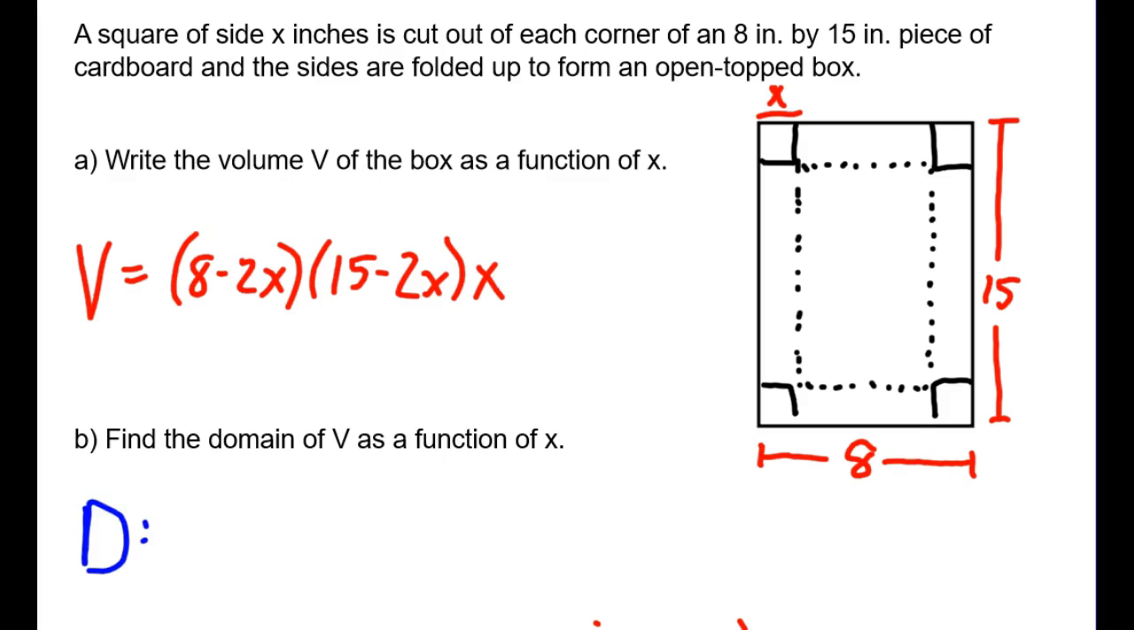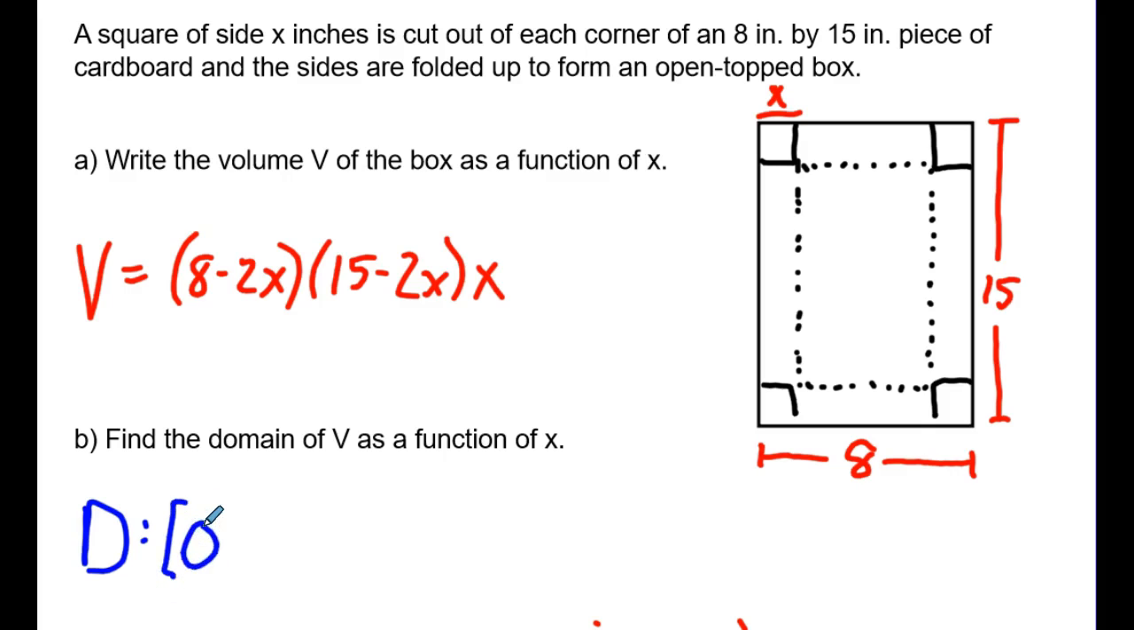For part B, we want to find the domain of V as a function of x. If we look at the equation we have, if we would multiply this out, we would have a polynomial of degree 3. And we know the domain of polynomials are negative infinity to infinity. But because we have a story problem, we have restrictions on what our domain can be. For instance, if we look at x representing the height, we know because we're talking about lengths and distances that this value cannot be negative. So for our domain, the smallest value we can have is 0.